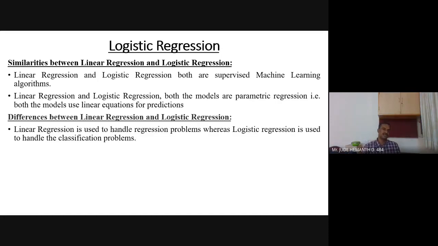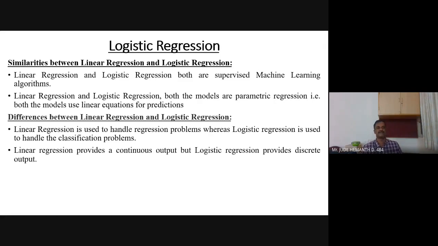Linear regression is used to handle regression problems only. Never ever forget this. Linear regression is used to handle regression problems only, whereas logistic regression is used to handle classification problems, specifically the binary classification problem. Linear regression provides a continuous output. When we say continuous output, whenever X changes, my Y also will change. But logistic regression is more for classification, so it comes under the category of discrete, this or this.